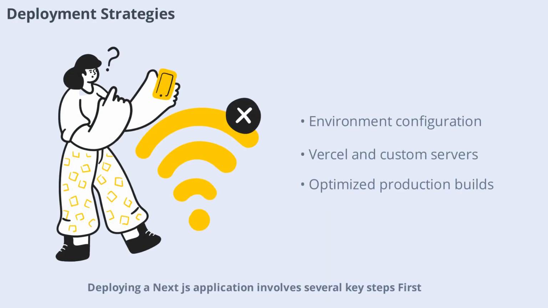Deploying a Next.js application involves several key steps. First, configure environment variables and optimize the build for production. Next.js supports deployment on platforms like Vercel, which offers seamless integration with GitHub and automated deployments. For more control, you can deploy on a custom server using Node.js and Express, often with a reverse proxy like Nginx. Each strategy offers different levels of flexibility and scalability, so choose the one that best fits your project's needs.